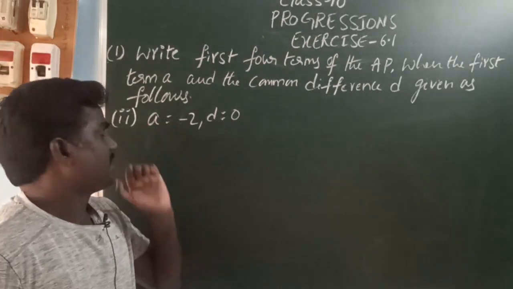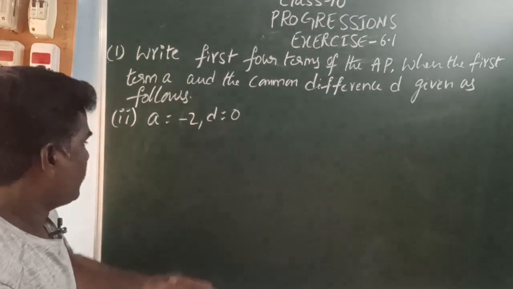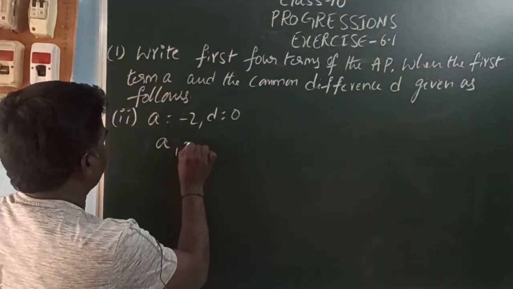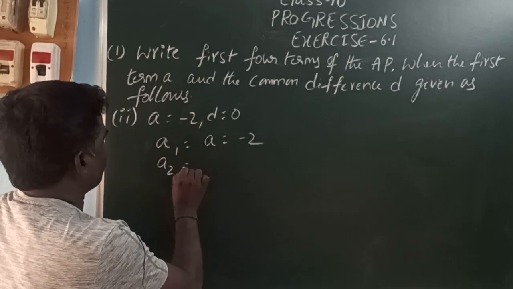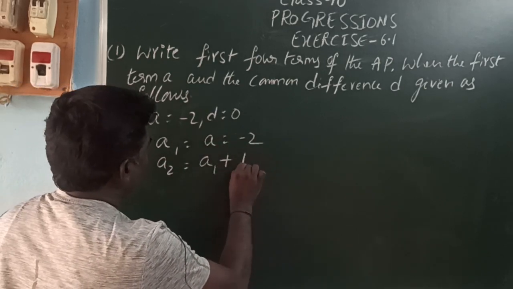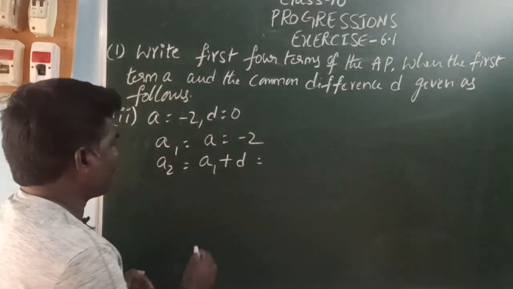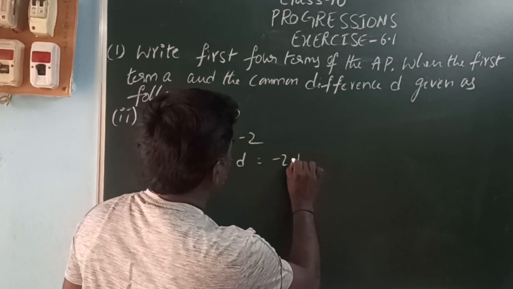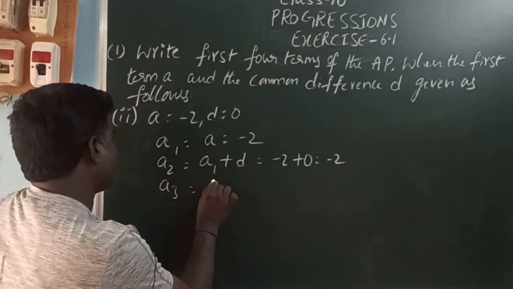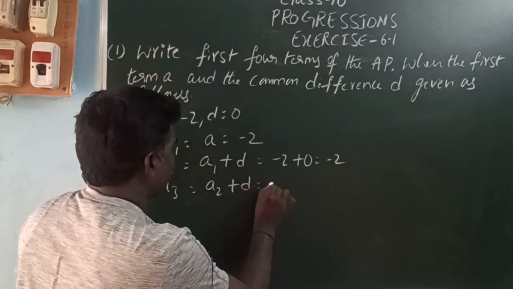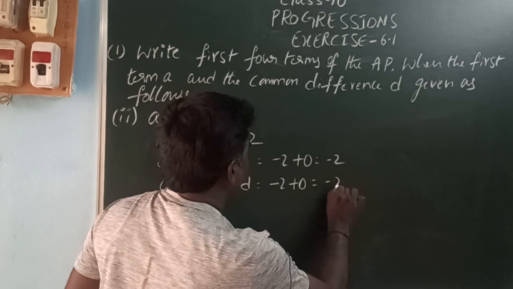Next, second one. A is equal to minus 2, D is equal to 0. Here the first term A1 is A, which is minus 2. Second term A2 is A1 plus D, because the common difference is added to its preceding term. So that is minus 2 plus 0, that is minus 2. Next A3, that is A2 plus D. A2 is minus 2 plus 0, that is minus 2.